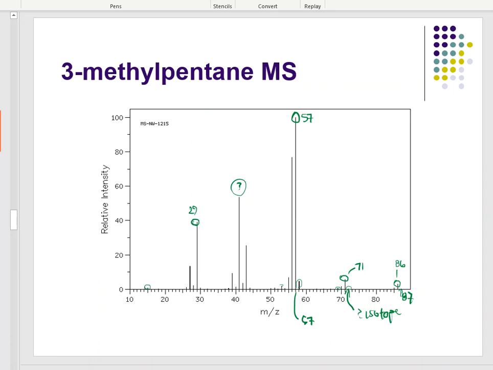Now, what do I mean by that? 86 gives me an idea of the fragment. That is basically the whole thing, right? And I could just sit down and write enough carbons and enough hydrogens in order to get to 86. But maybe I don't want to go through all of that trouble, and maybe I want a shortcut. That 87 is going to provide me a shortcut.